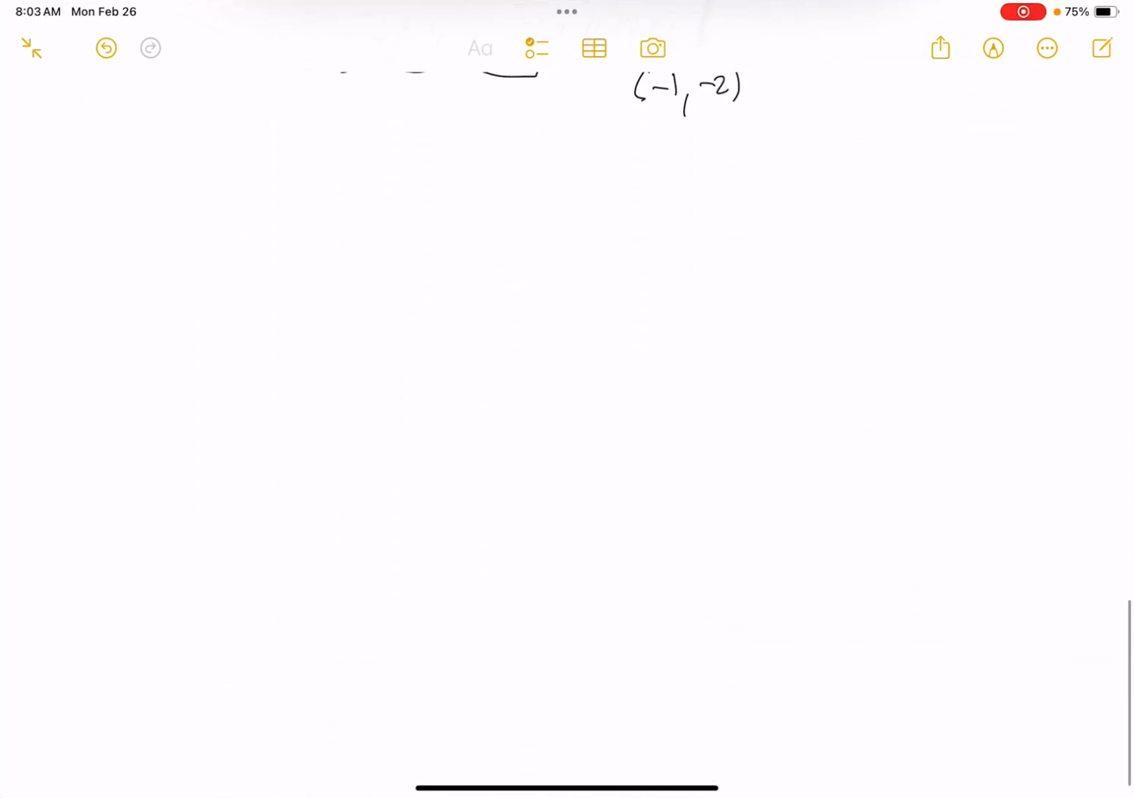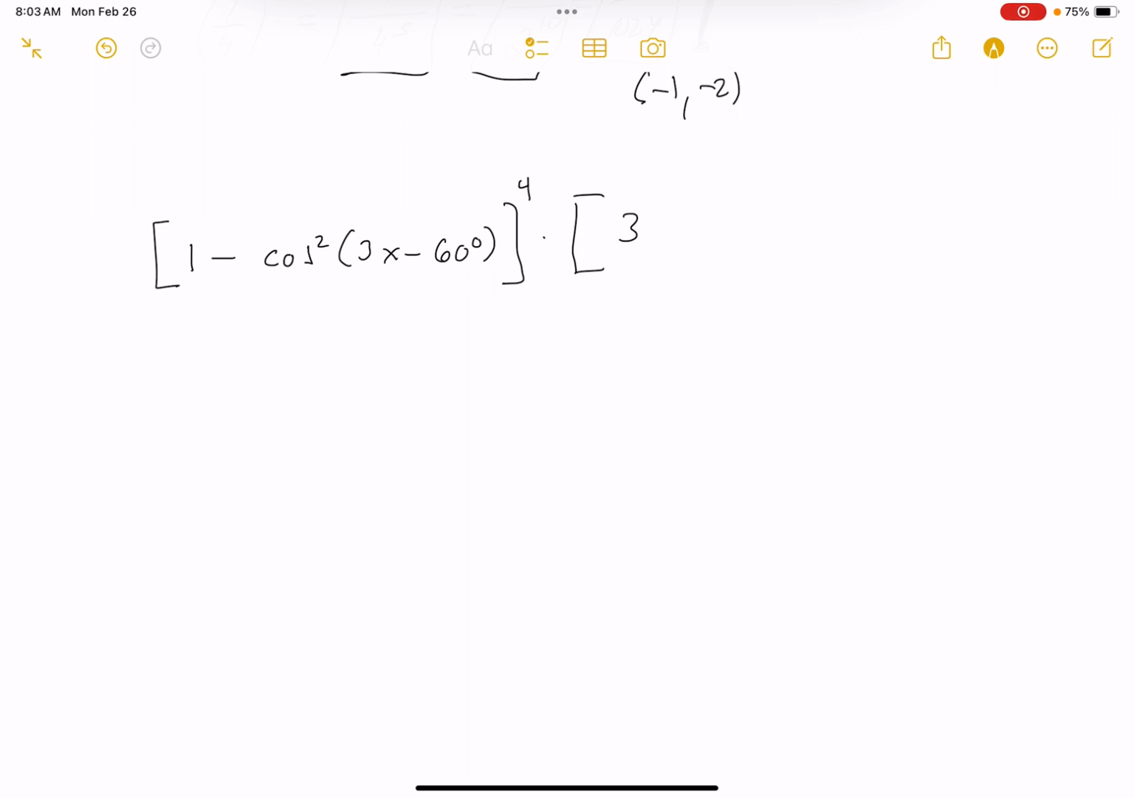All right? The first thing is just simply writing it down. And what do I see? I see 1 minus cosine squared of 3x. Now, by the way, it's even a different argument at this point. Not the same problem, by the way. And this is 4th power. And then over here, I get 3 minus cosine of 150 degrees minus 3x to the 8th power.